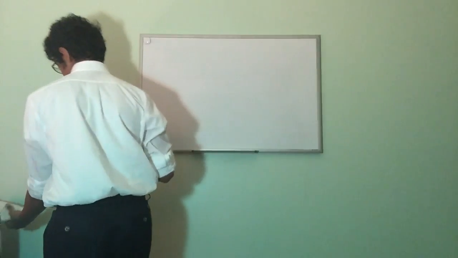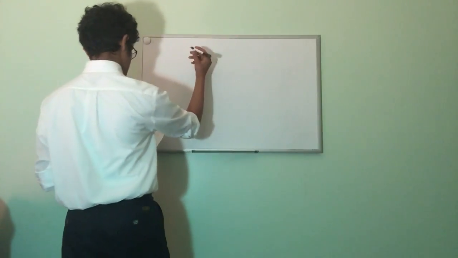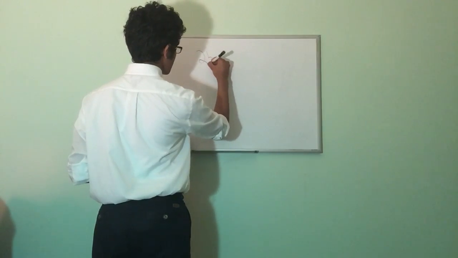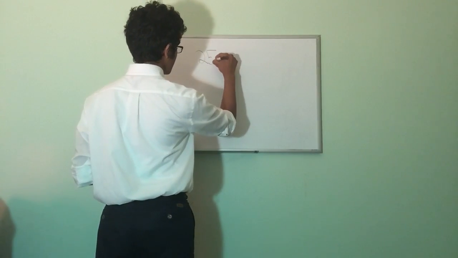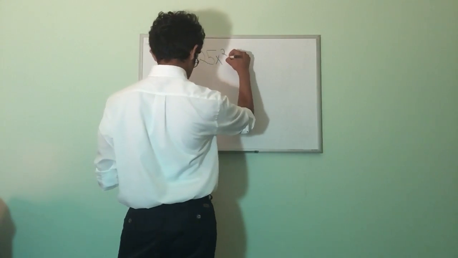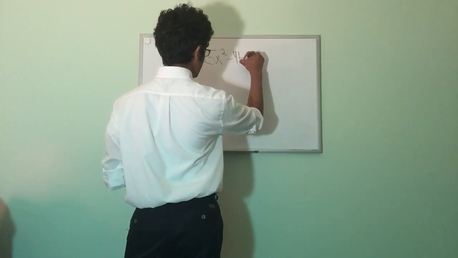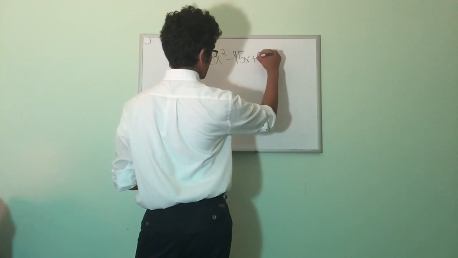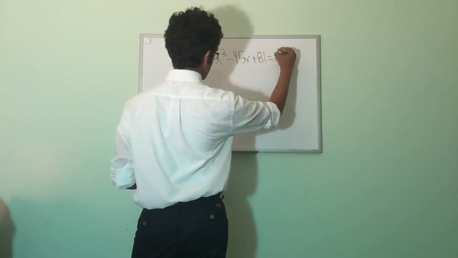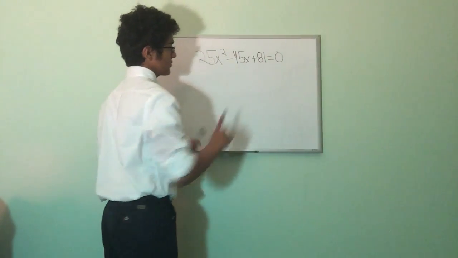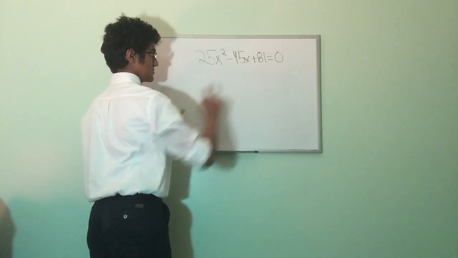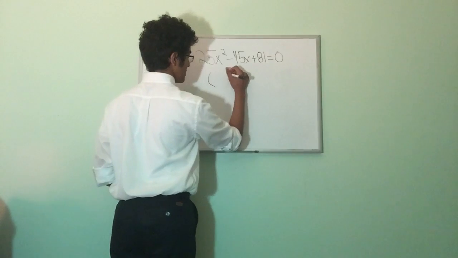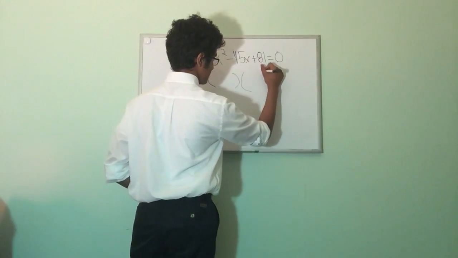So let's suppose you have something like 25x squared minus 45x plus 81 equals 0. So, like we did previously, you ignore the 0, you focus on this quadratic, and you factor it out. So, if you factor this out, you'll get these two binomials.